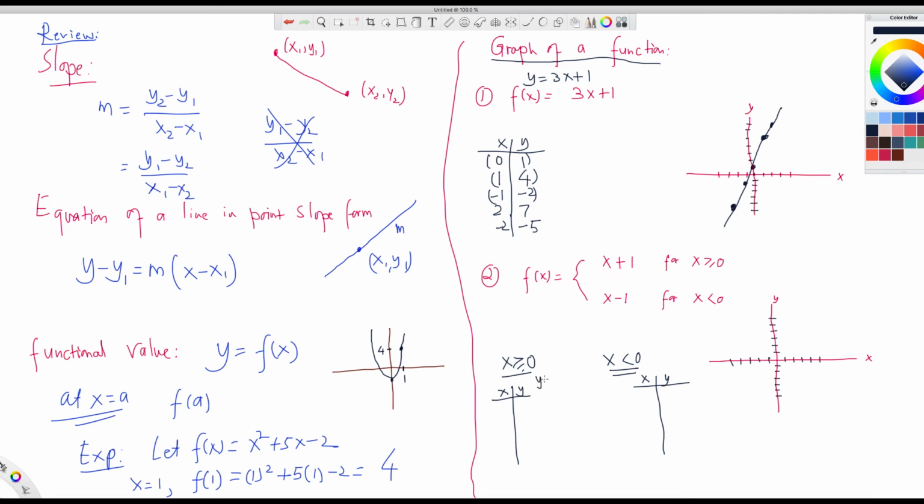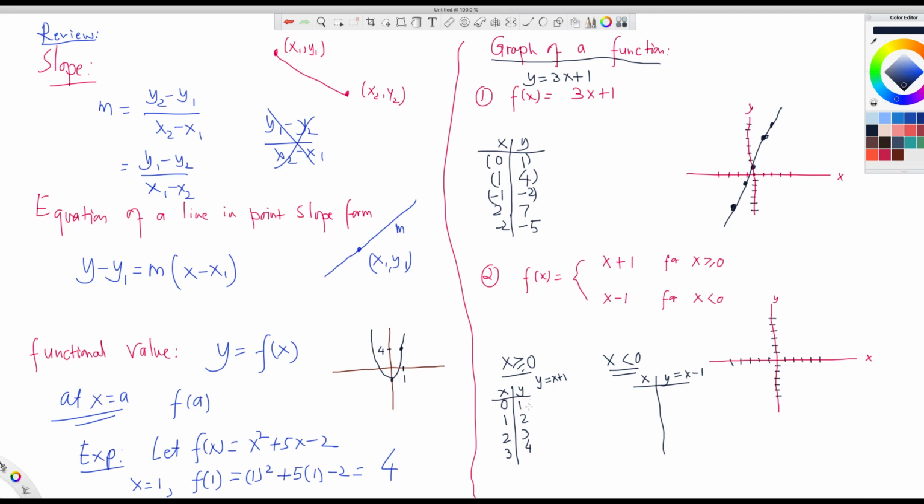So y equals x plus 1. Here y equals x minus 1. Okay, let us plot x equals 0. I can plot 0 because what it says is you can plot 0 or greater than 0. At x equals 0, y will be 1. At x equals 1, y will be 2. At x equals 2, y will be 3. At x equals 3, y will be 4. You see that? This is what you get.